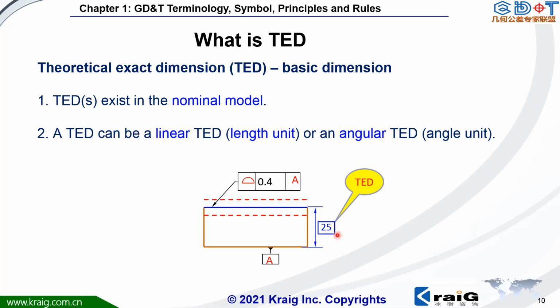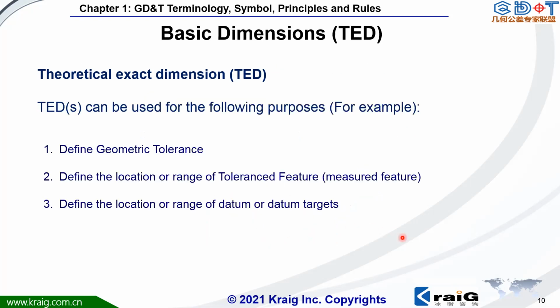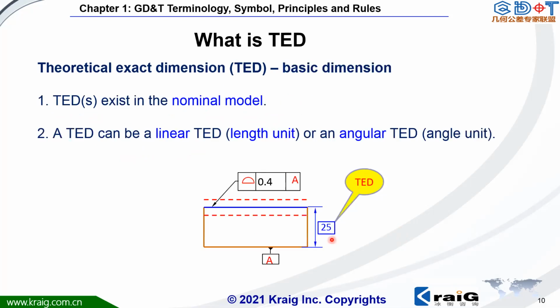TED is used to define the theoretical location of this tolerance feature. Or we can say TED is used to define the tolerance zone related to datum A. Without this TED, we don't know how this tolerance zone is going to relate to datum A. TED can be used for the following purpose. Number one, define geometric tolerance. As we mentioned here, TED is going to be used to define geometric tolerance.